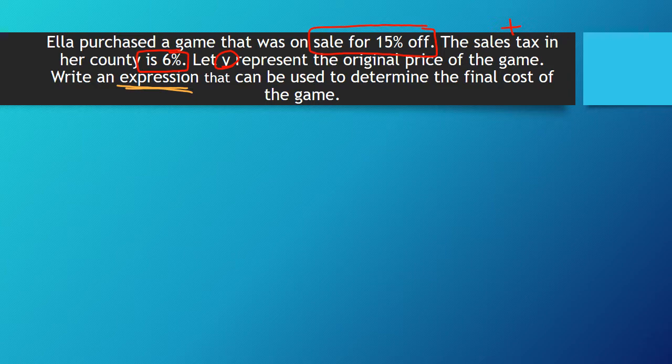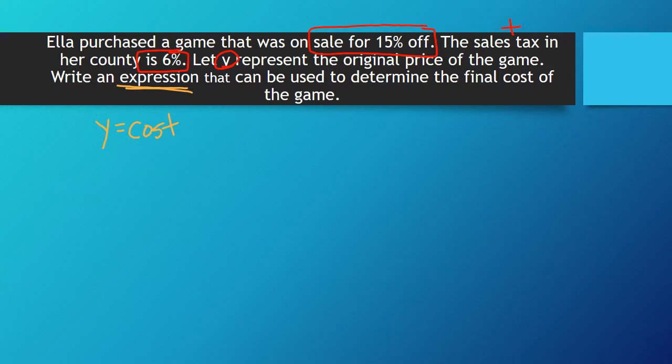Okay, so let's take a look at this and see what it is all saying. So y is actually the cost of the game. If I were to write that out, I would have y as my cost. Now, I want you to think about this. Usually when you buy something, you're paying 100% of whatever the cost is. If it's $10, you're paying $10. If it's on the rack for $11, you're paying $11. That's 100% of whatever it's on the rack for.